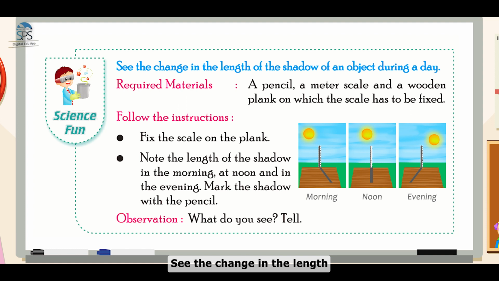Science fun. See the change in the length of the shadow of an object during a day. Required materials: a pencil, a meter scale and a wooden plank on which the scale has been fixed. Follow the instructions. Fix the scale on the plank. Note the length of the shadow in the morning, at noon and in the evening. Mark the shadow with the pencil. Observation. What do you see?